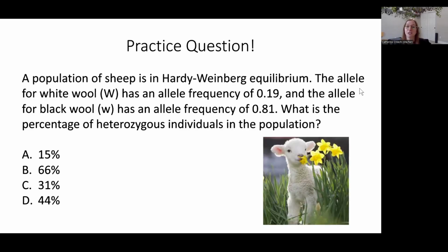A population of sheep is in Hardy-Weinberg equilibrium. The allele for white wool is dominant, and the allele frequency is 0.19. The allele for black wool is recessive, and the allele frequency is 0.81. What is the percentage of heterozygous individuals in this population? 31. The reason is you've been given P and Q, so now you just do 2PQ equals 31.